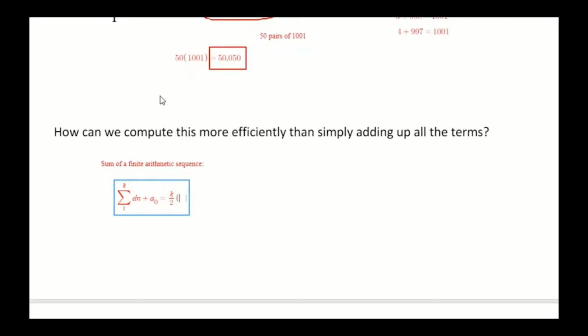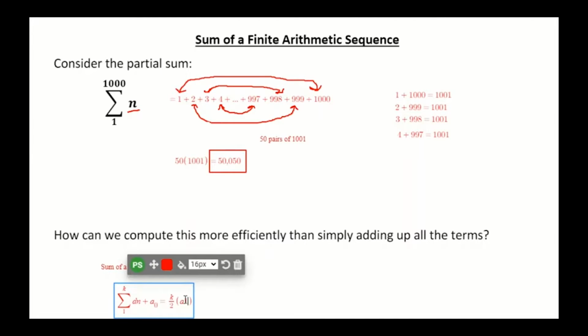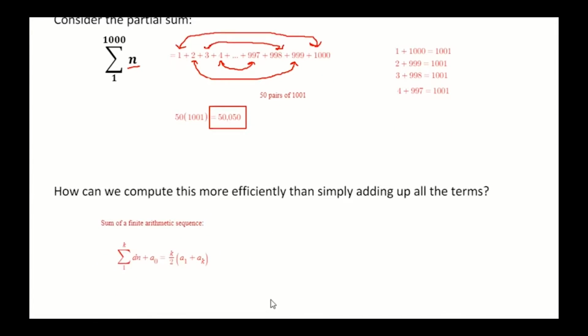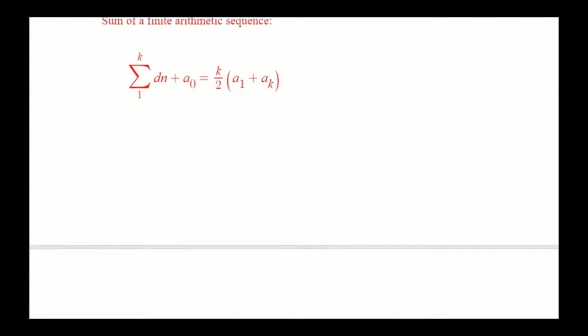And then we want to find the sum of, where do we get this 1001? Well, we added the first and the last pair. So I'm going to add a sub 1 and a sub k, because in this generic case, k is going to be our last term number rather. All right, so this is our formula right here. I'll even zoom in on it so you can look at it a little bit easier.